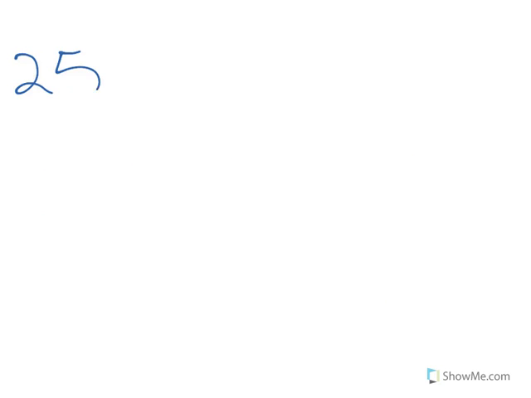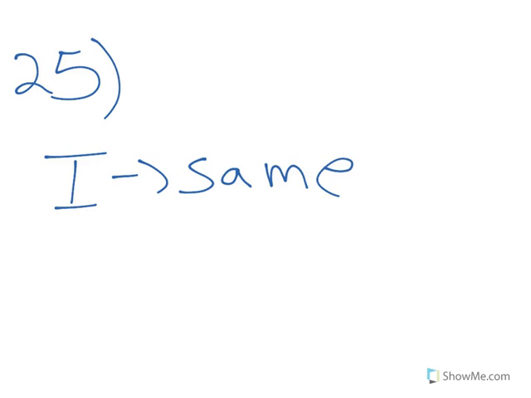25. A 5 ohm resistor and a 10 ohm resistor are connected in series. The current in the 5 ohm resistor is 2 amps. The current in the 10 ohm resistor is, so if they're connected in series, the current is the same throughout. So if one has a current of 2 amps, the other one has to have a current of 2 amps. So the answer to number 25 should be B.